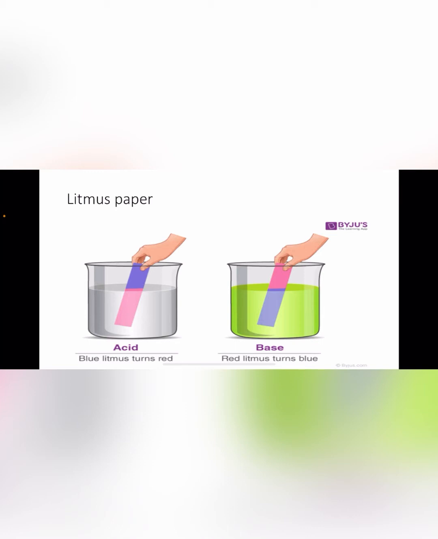Blue litmus paper turns red when the solution is an acid, and the red litmus paper turns blue when the solution is basic. As you can see, in our first solution the blue litmus paper turned red, meaning the solution that we have contains an acid. And in the second one, the red litmus paper turned blue, meaning the solution contains a base.